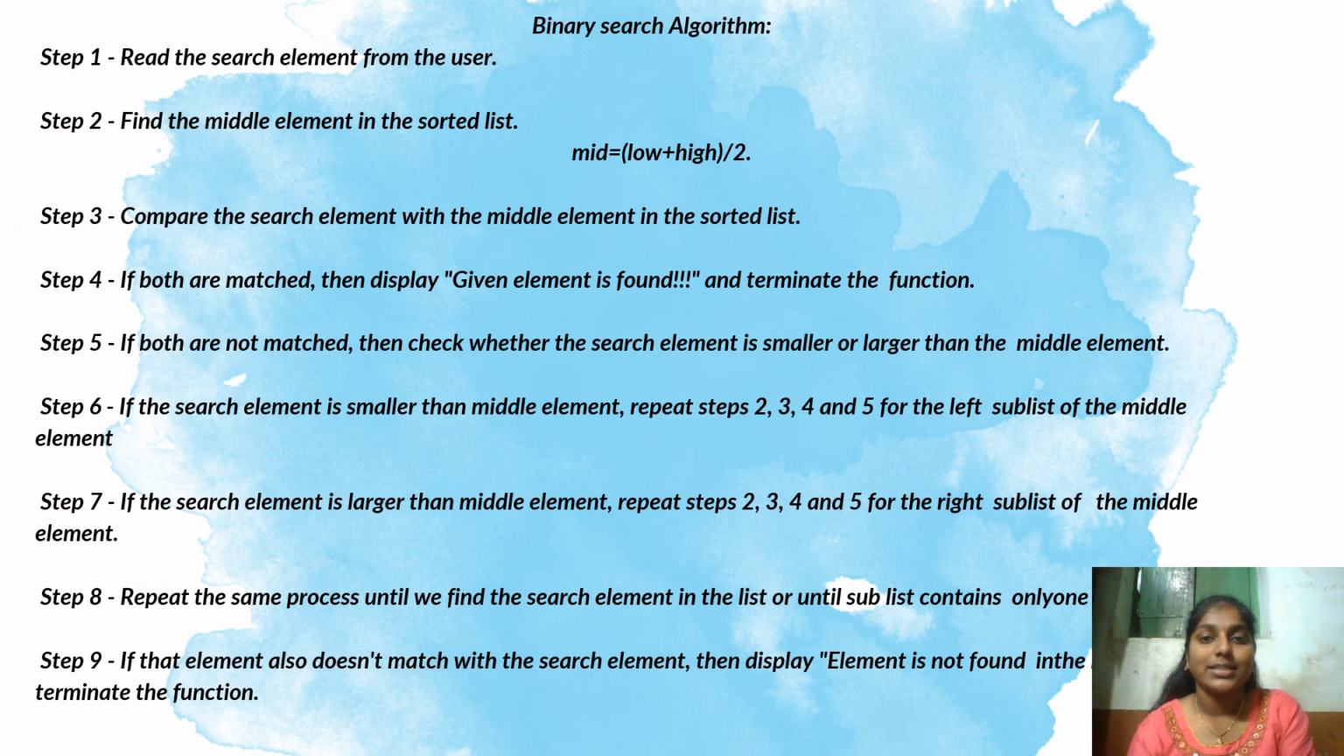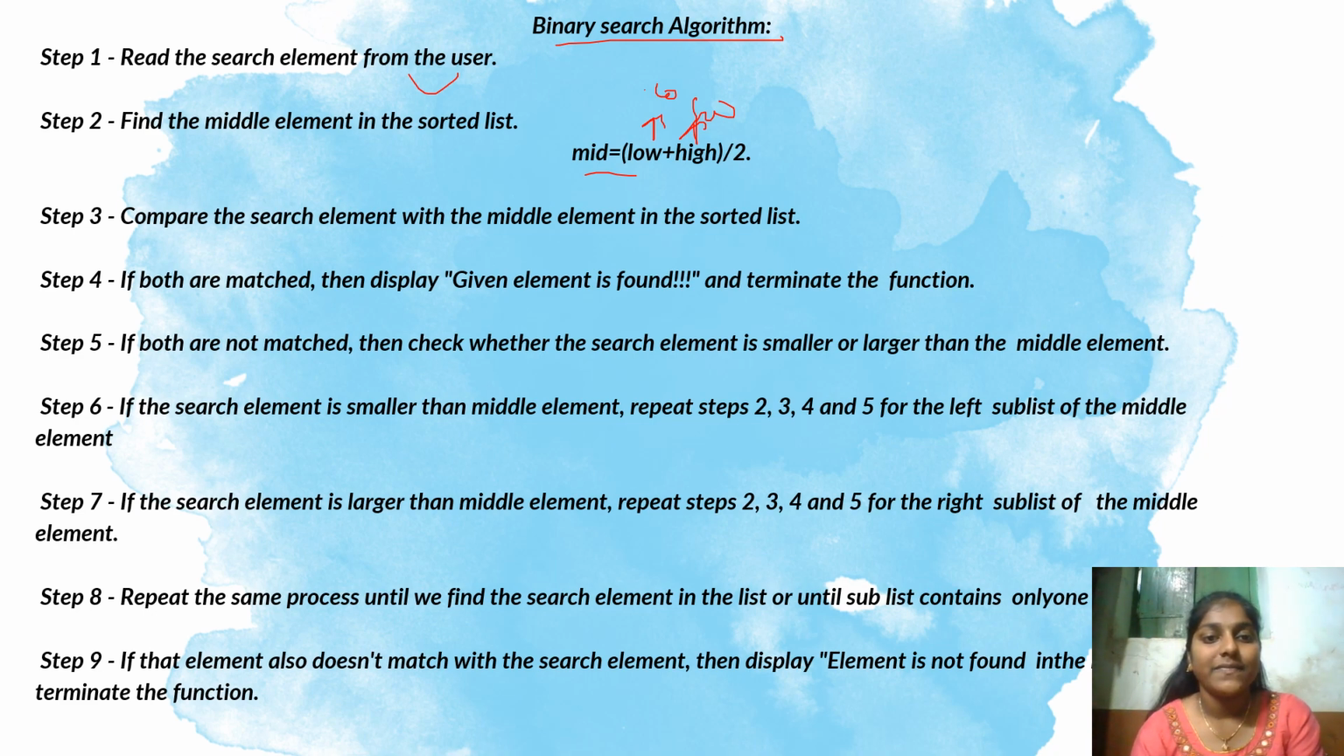So let us see the algorithm of binary search. First, as basic, we need to take input from the user. Then the middle element is calculated. Here the middle element is calculated by taking the average of low and high. Here low means the lowest index of the array, and high means the highest index of the array. So by taking the average, we can find the mid value, means the middle element value.